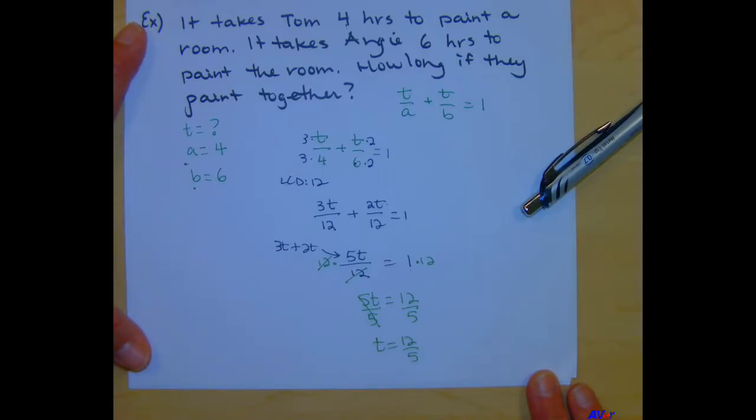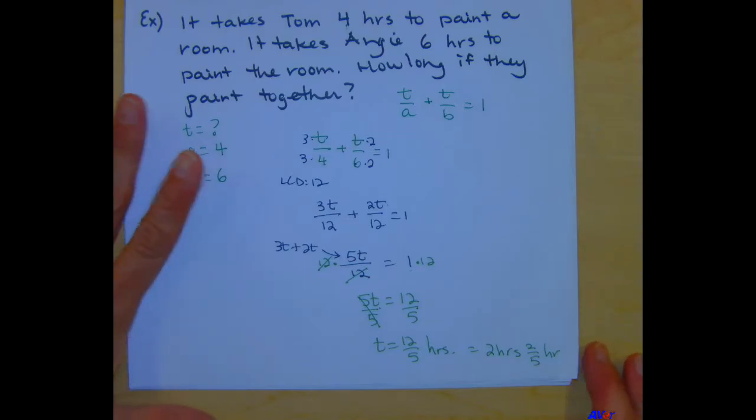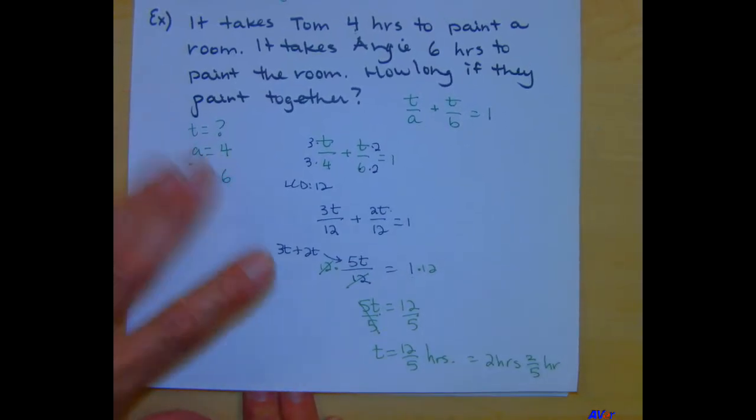12 fifths, and it looks like we are in hours. So it is 2 hours and 2/5 of an hour. Okay. So 2 hours, 24 minutes if you want to be more human-like and less math-like.